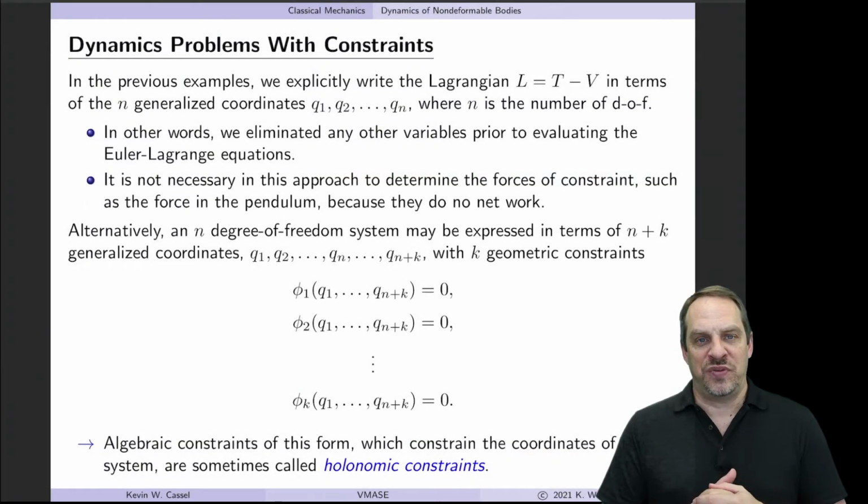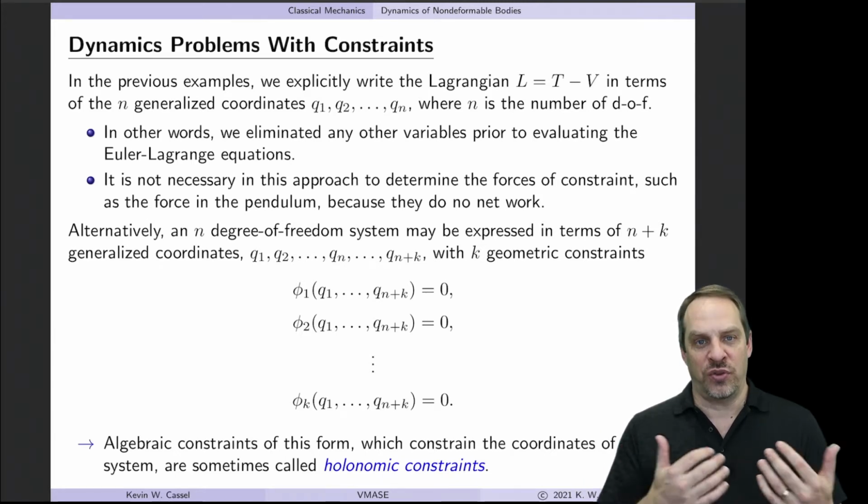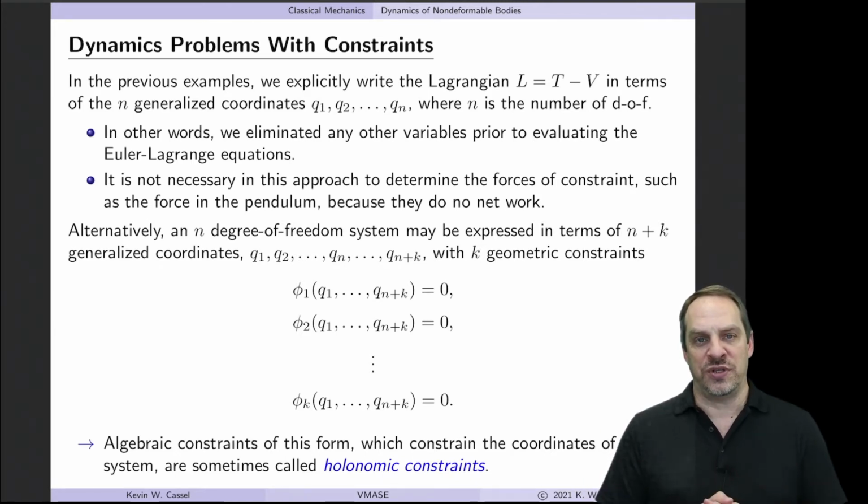In all the examples that we've done so far in which we've applied Hamilton's principle or the equivalent Euler-Lagrange equations to a dynamical system, we've always written our Lagrangian in the minimum number of dependent variables possible. That's the degrees of freedom. So we've determined the number of degrees of freedom at the outset, and we've written the Lagrangian in terms of that number of dependent variables, q1 through qn, where n is the number of degrees of freedom.